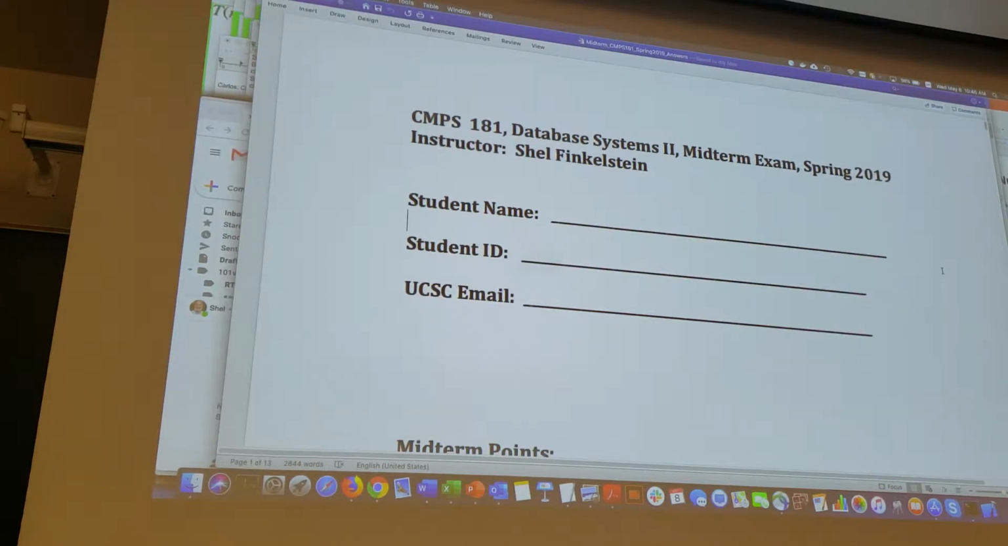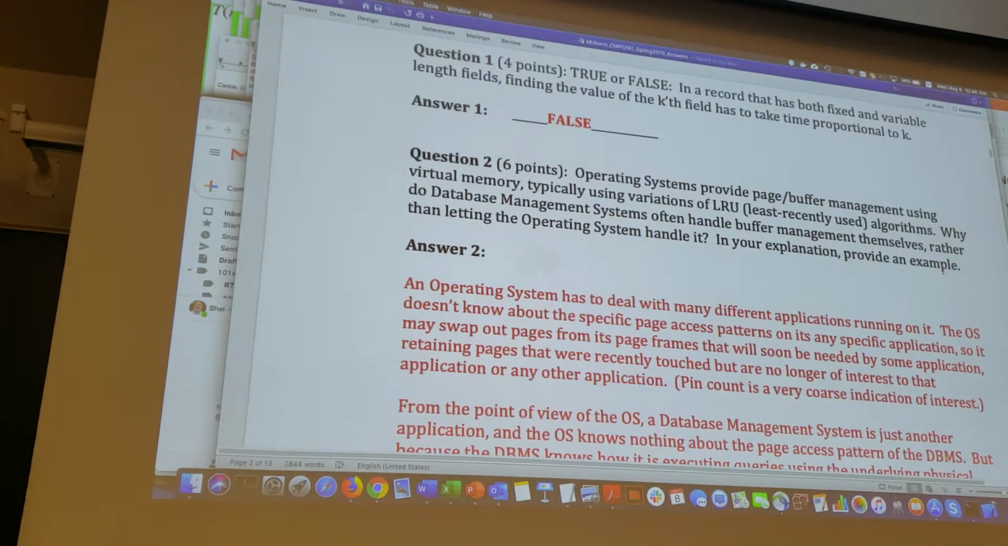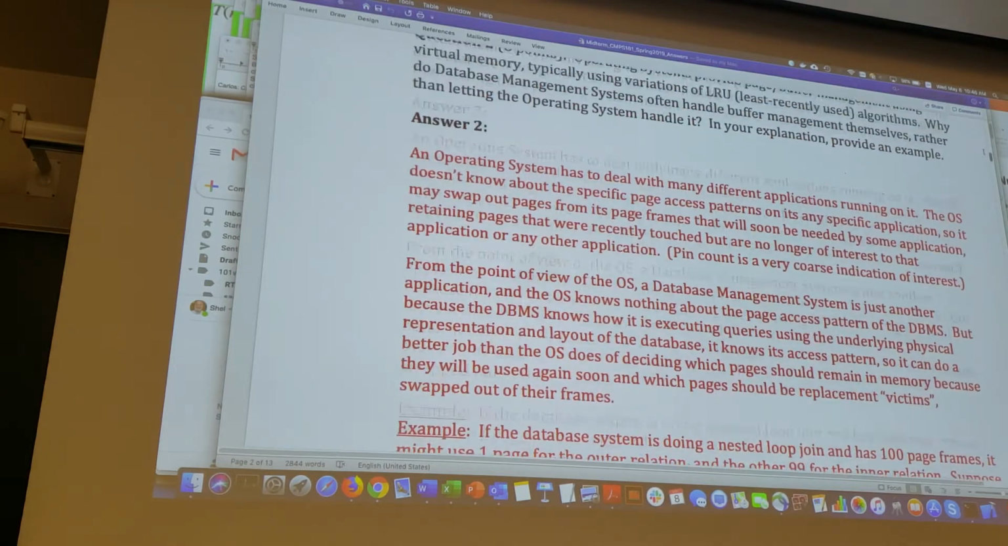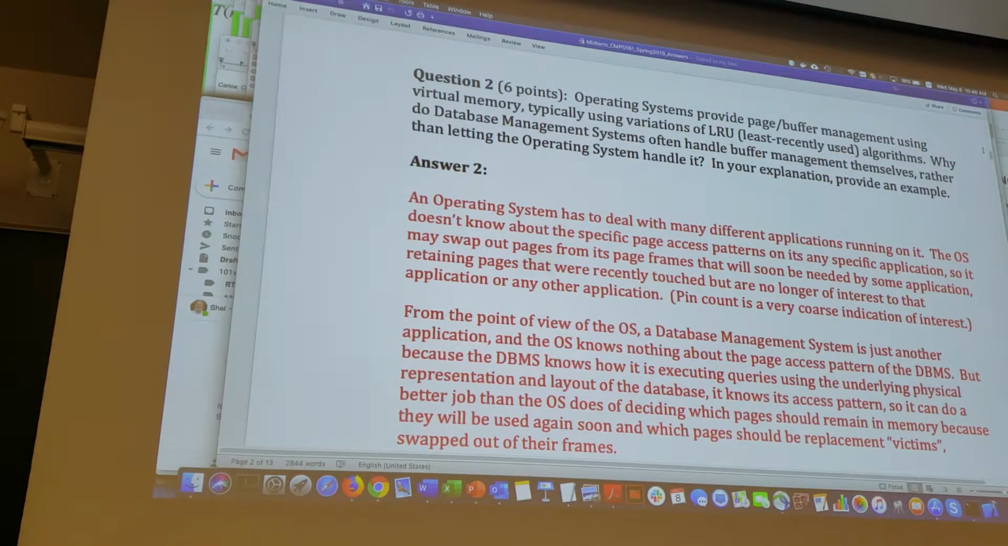So let's just go ahead and go over that quickly here. First of all, question 1: in a record that has fixed and variable length fields, finding the value of the kth field takes time proportional to k. Anybody who did the project should know that the whole point of the project was that you can find the kth field in constant time, O(1). If there are questions, please raise hands or shout out, and we'll see about going over it. And again, I don't expect answers as detailed as what I had, but when I ask you to explain, I do ask that you explain.